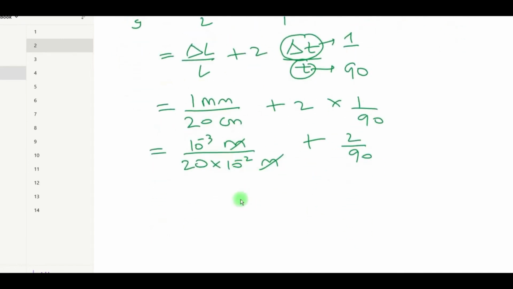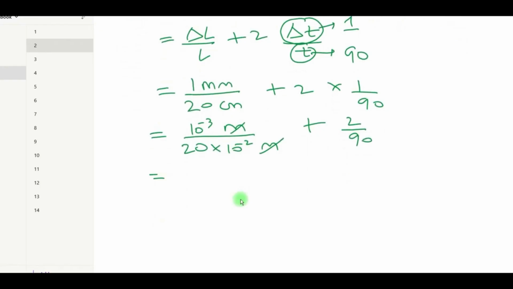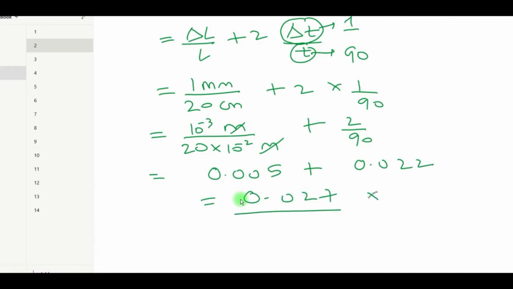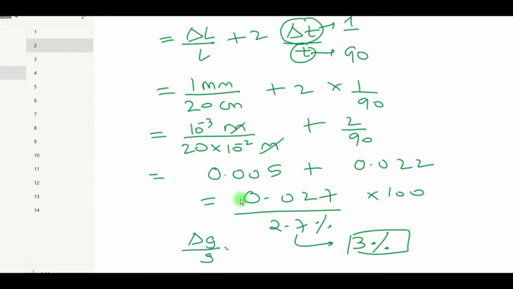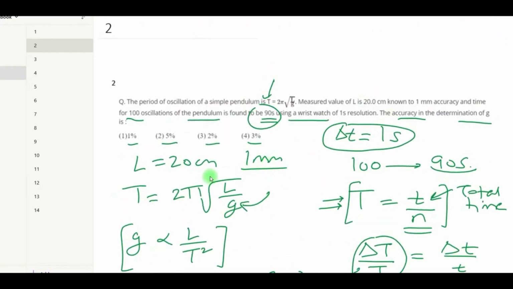So if I solve for the whole thing, I can write here 0.005, and this right hand term is 0.022. So if I add the two, I'll get 0.027. Now in percentage terms, if I multiply this by 100, I will get 2.7%, and this can be approximated to 3%, which is the answer to your question, which is the percentage uncertainty in the measurement of g. This is your 3%. Let's see what is the option. Okay, so option number 4 is the correct answer for this.